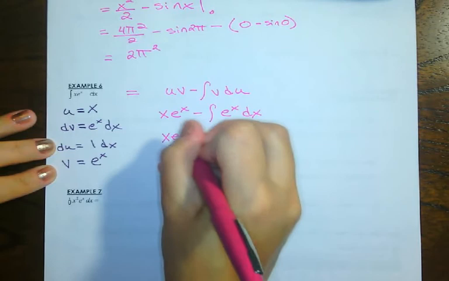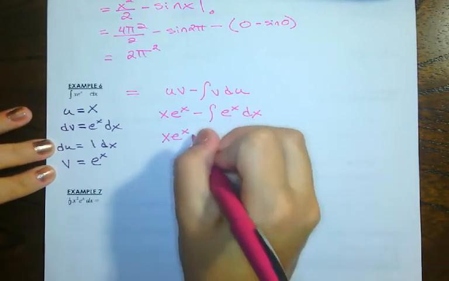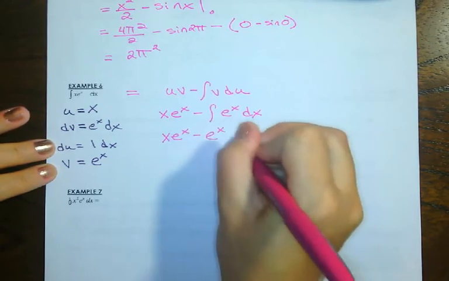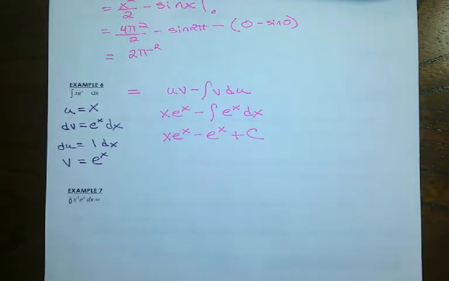So I just recopy this part over here, and the integral of e to the x is just e to the x. Watch that negative sign. And so my final answer, don't forget your plus c's. There's my final answer. Okay.